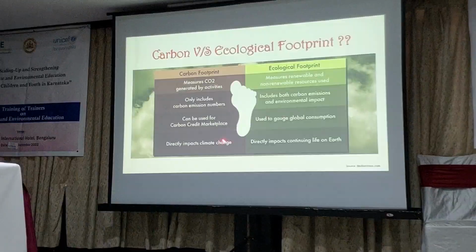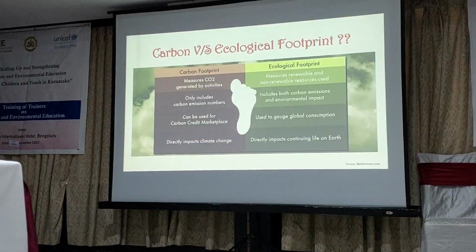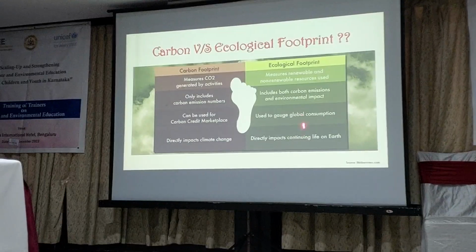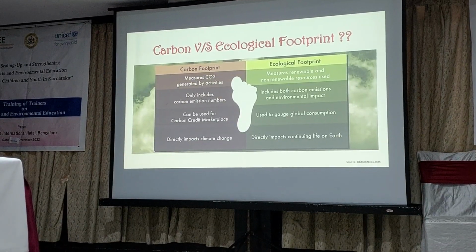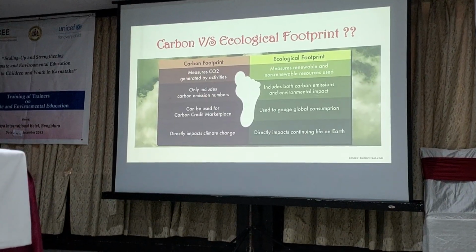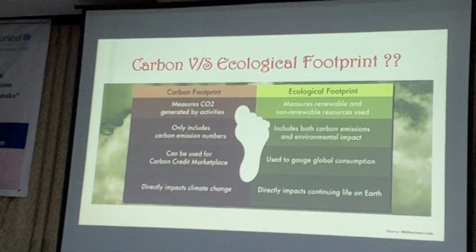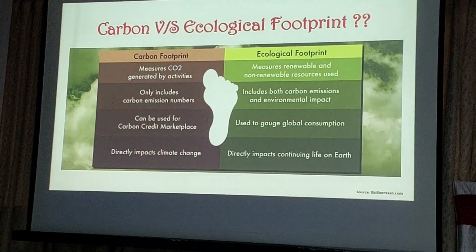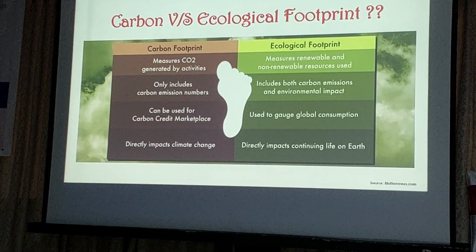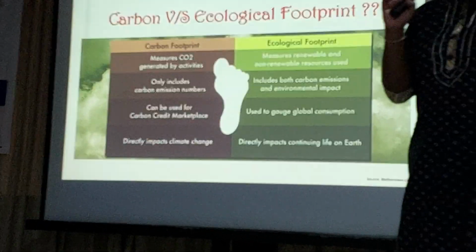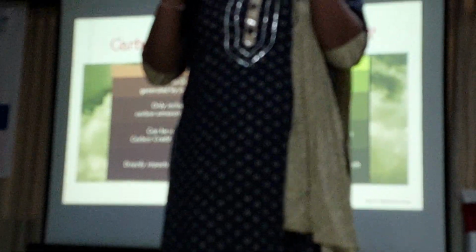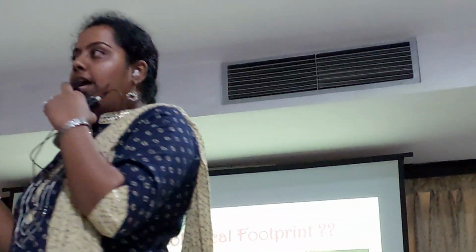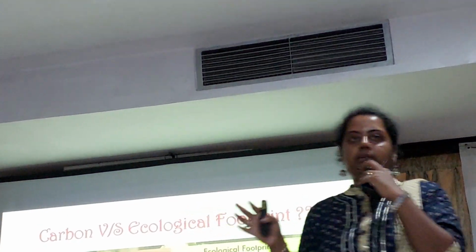So the carbon footprint has a direct impact on climate change. The ecological footprint has direct impacts that continue as long as the earth exists. The impact is there for life. Before coming to this, for carbon to be sequestered, there are only two sinks. One is the ocean, another is the forest. Now I'll focus only on the forest. In the forest, the main sink is trees.